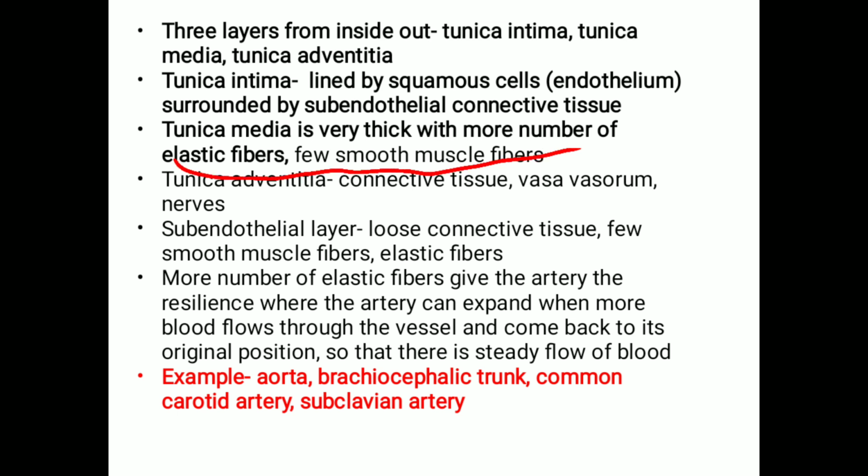Okay. Examples for the large size artery: aorta, brachiocephalic trunk, common carotid artery and subclavian artery. These are all examples. So you have to know the examples for each slide also. Aorta, arch of aorta, is an example for a large size artery. You know the rubber band, how it stretches and relaxes. In the same way, the large size artery does. So the other name for large size artery is elastic artery.